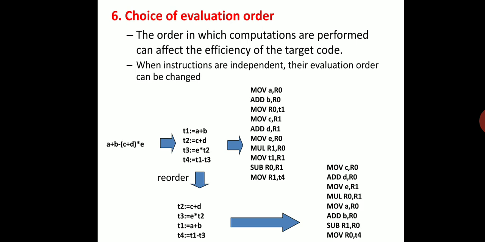Like here I have reordered the instructions. So c plus d I will execute first instead of executing a plus b, then e into t2 I will execute second instead of executing c plus d, third I will execute a plus b instead of executing e into t2. So without changing the meaning, I am just reordering the sequence. So after this my code will be optimized. Here I have only 8 target instructions. So this way the code is optimized if we choose the proper evaluation order.